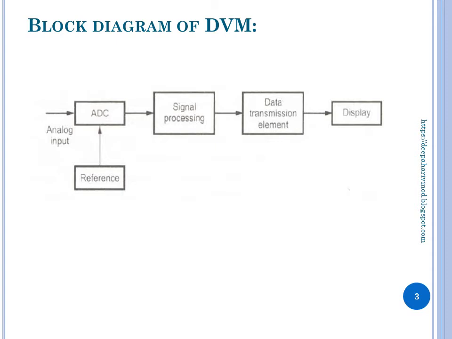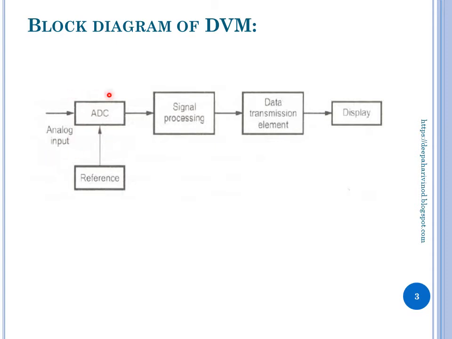DVM displays AC and DC voltages as discrete numbers. Numerical readout is advantageous because of decrease in human error. So it consists of an ADC, that is analog to digital converter. The obtained input will be analog, and then signal processing. This converted signal should be processed, then the data transmission element, and finally display.